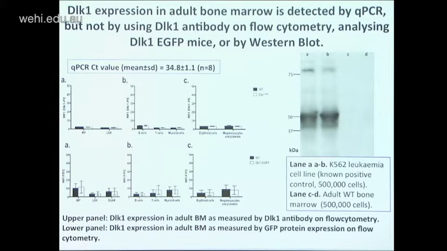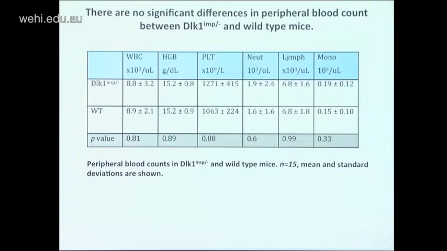So in an adult bone marrow, you can't actually detect Dlk1 very easily by using flow cytometry or transgenic mice or by Western blot. You can detect it readily by qPCR. So as I mentioned before, the imprinted knockout mice has no detectable expression by PCR, undetectable. I've looked at the Dlk1 imprinted knockout versus wild type in terms of their peripheral blood, and there is no difference between the knockout and the wild type mice.